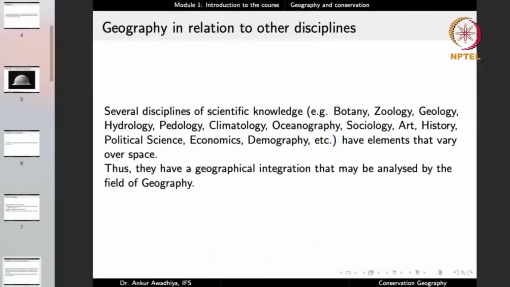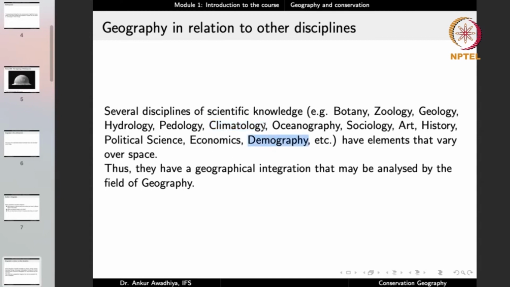And so we can correlate different areal patterns of different fields. And so geography has a very close relationship with several other disciplines, because several disciplines of scientific knowledge have elements that vary over space. And if you have anything that varies over space, you can study that in geography. So we can include the disciplines of botany, zoology, geology, hydrology, pedology, which is the soil science, climatology, oceanography, sociology, art, history, political science, economics, demography.